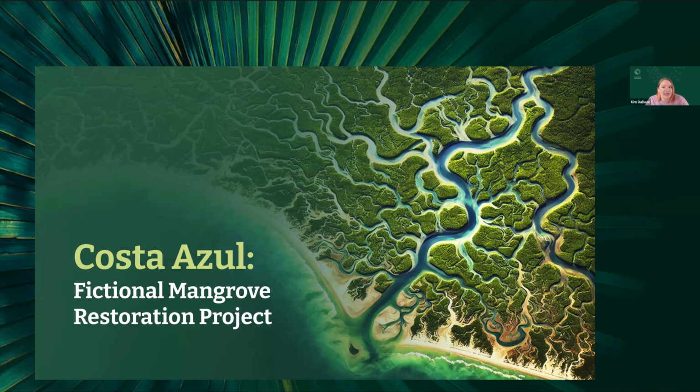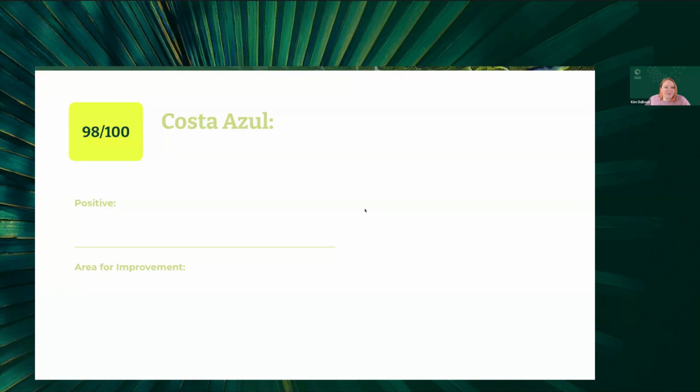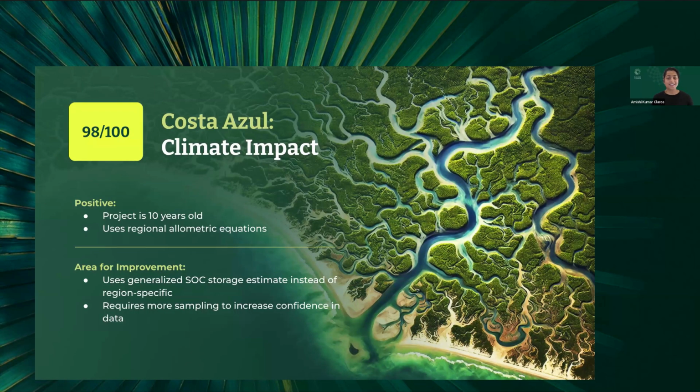Let's now examine each of the subscores, starting with climate impact. So over to you, Amishi. Yeah, so we gave this project a 98 out of 100 for climate impact. Now it's in its 10th year. We can evaluate the project's climate impact using geospatial monitoring to see that the saplings planted in 2014 are effectively storing carbon and growing. The project also uses a regional biological model to predict growth rates and carbon storage, which are superior to just general models.